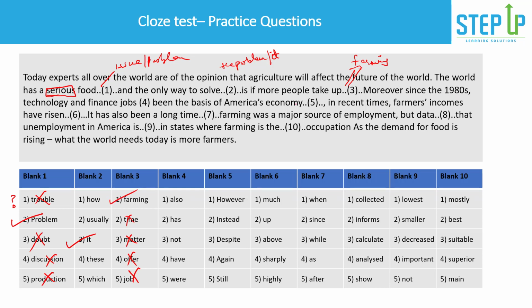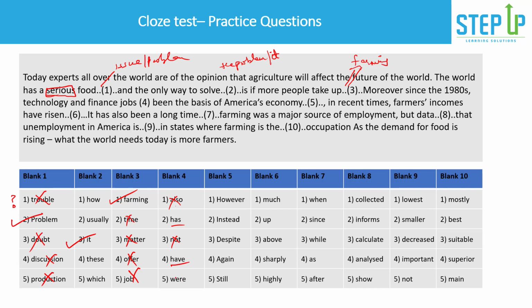Moreover, since the 1980s, technology and finance jobs dash been the basis of America's economy. Dash in recent times, farmer income have risen. Okay. So, moreover, since the 1980s, technology, finance jobs dash been the basis of America's economy. So what should be the option? So let's look at also been the basis. Finance jobs, no. Has, okay, has not been the basis, no.